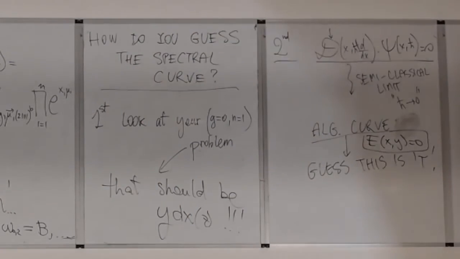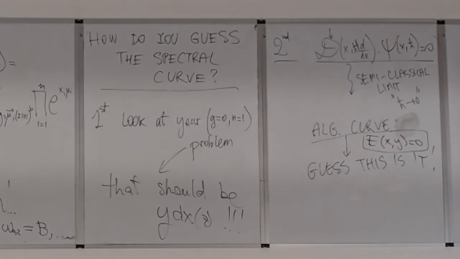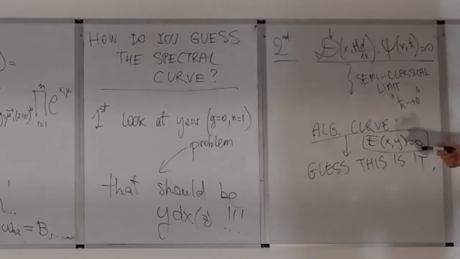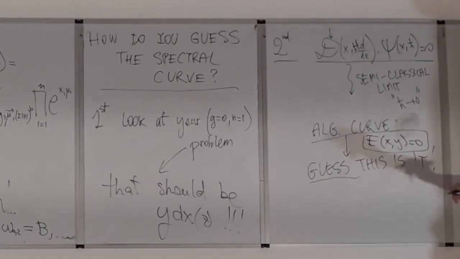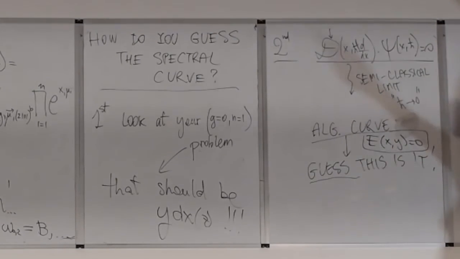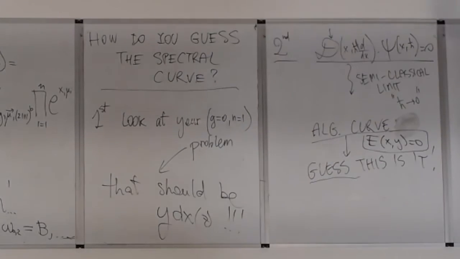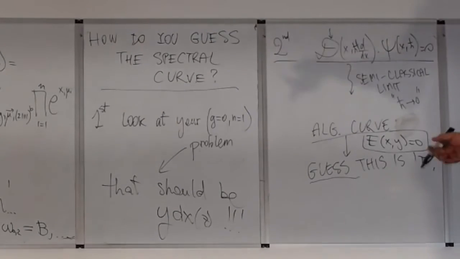And now you parameterize it. If it's genus 0, you find the global parameterization and so on. And then this is a relation between x and y. And you just guess that this is your spectral curve. And then you start computing. Start computing with topological recursion, you get numbers. You take your numbers, you check whether they are correct.